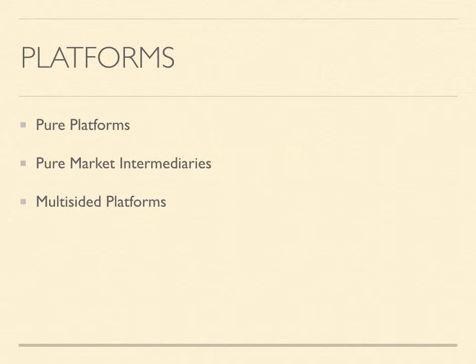Second type is pure market intermediaries, firms that basically focus on reducing transaction and search costs for two or more players in the market. These firms usually take the whole control of the goods and services whose sale they facilitate.